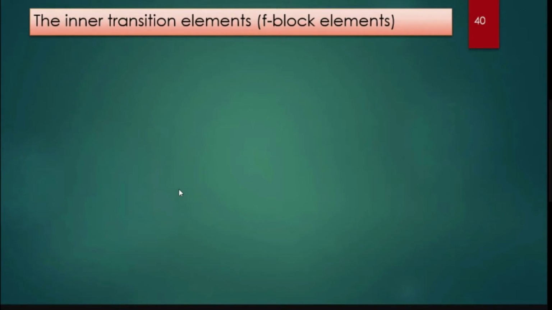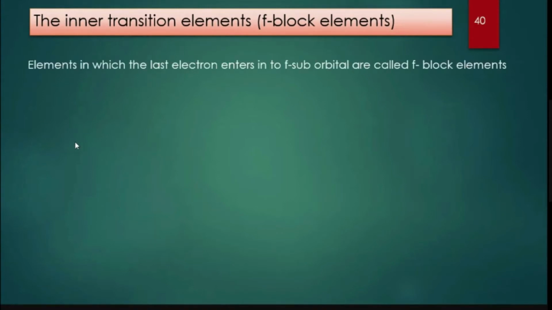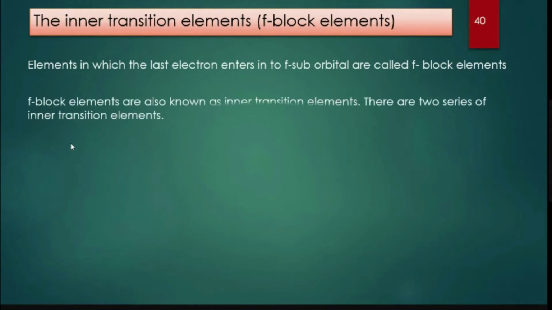They are also known as inner transition elements. Why are they known as inner transition elements? Because they provide a transition in the 6th and 7th period of the periodic table, which separates the S block and D block elements. Hence, F block elements are called inner transition elements. Elements in which the last electron enters the F subshell are called F block elements. They are also known as inner transition elements, which I have explained just a few minutes ago.